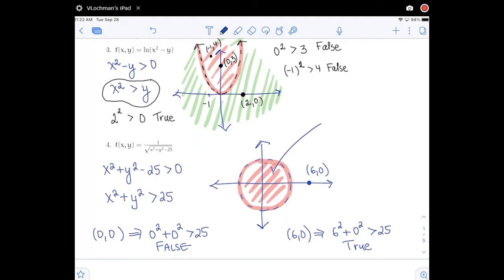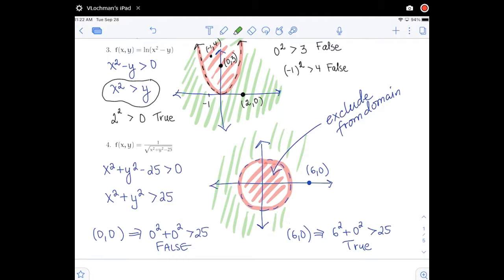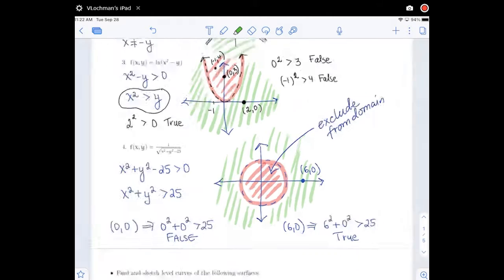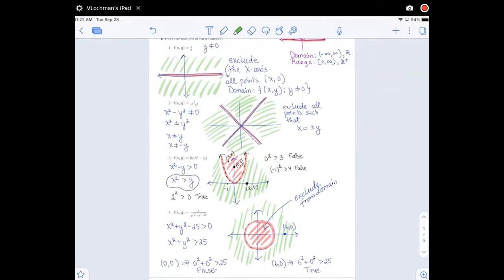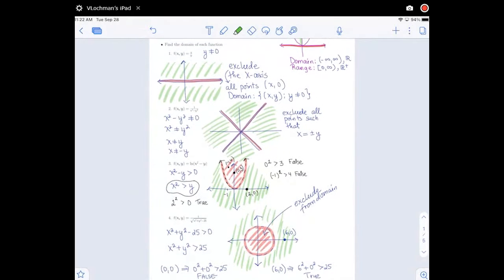So let me make a note. This is excluded from the domain. And the domain is everything outside, so that one I'm going to mark in green. Okay, everything outside of this circle, not including the circumference of the circle, right? That's going to be our domain. Okay, so let me project all of these solutions. So you see what we're doing here. We're analytically finding the domain and then we're sketching it.